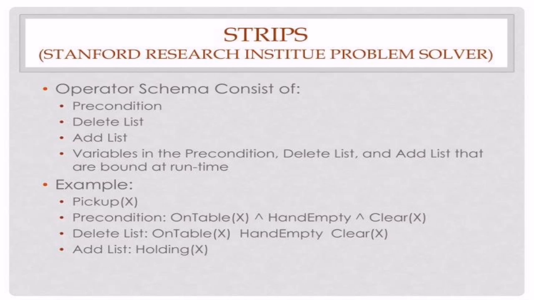STRIPS, also known as Stanford Research Institute Problem Solver. Operator schema consists of precondition, delete list, add list. Variables in the precondition, delete list, and add list are bound at runtime. Example, pick up X. These are the commands in STRIPS. Precondition: on table X, hand empty, clear X. Delete list: on table X, hand empty, clear X. Add list: holding X.